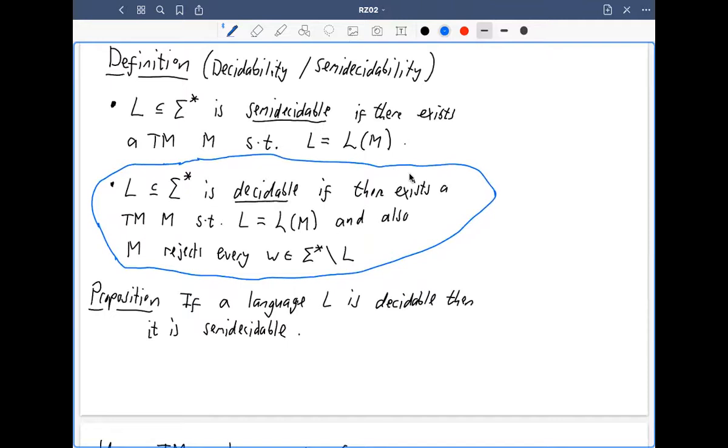So these notes have a bit of supplementary information here that's not particularly relevant to the course, but I wanted to show it to you for context. But the point is, this course will be concerned with decidable languages.